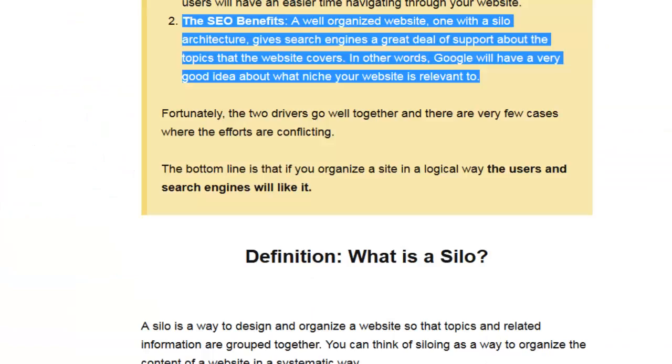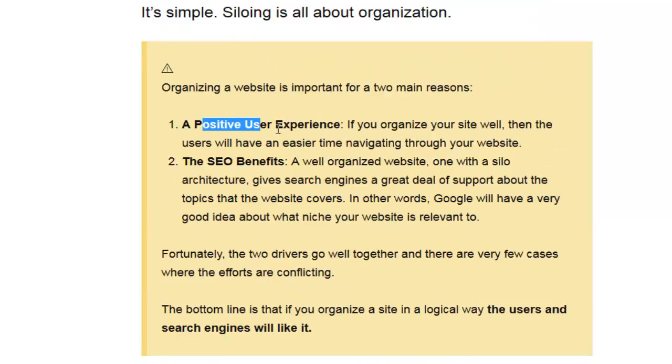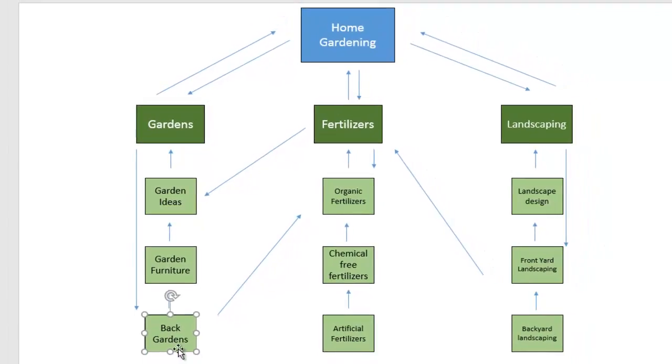let's start off on this one here. Okay, silos have two benefits, guys. The first one is you have a user experience. You're siloing everything together. A user comes to your site and they're on the garden silo page, and then they see that they can find posts about back gardens and garden furniture and garden ideas.